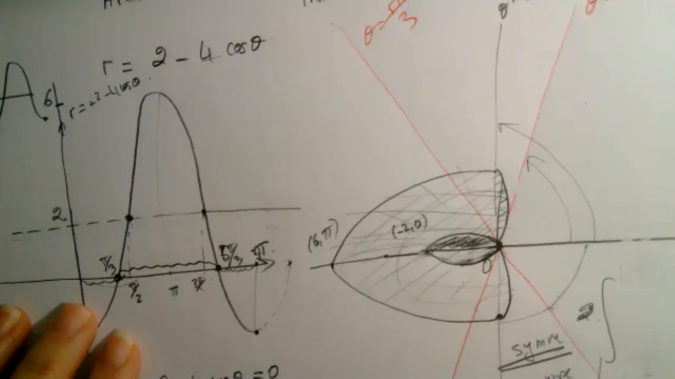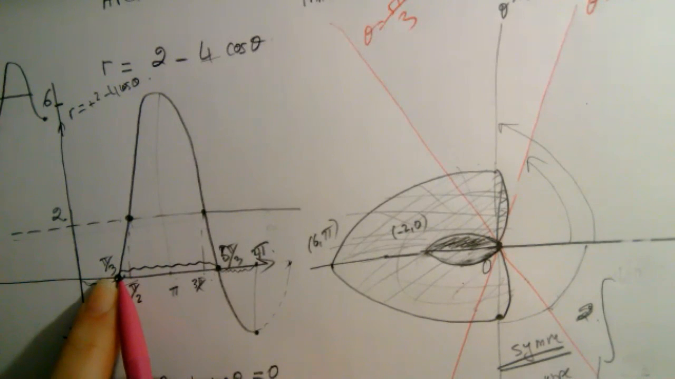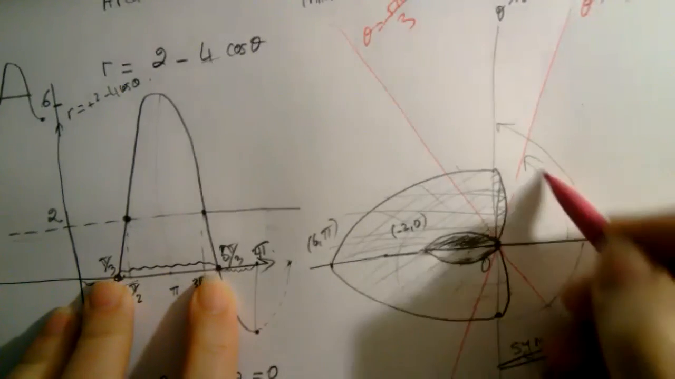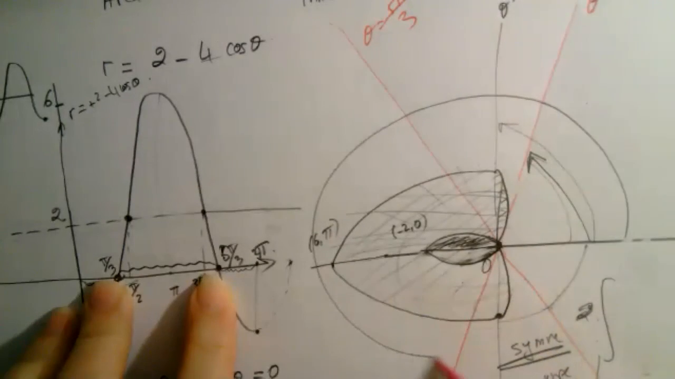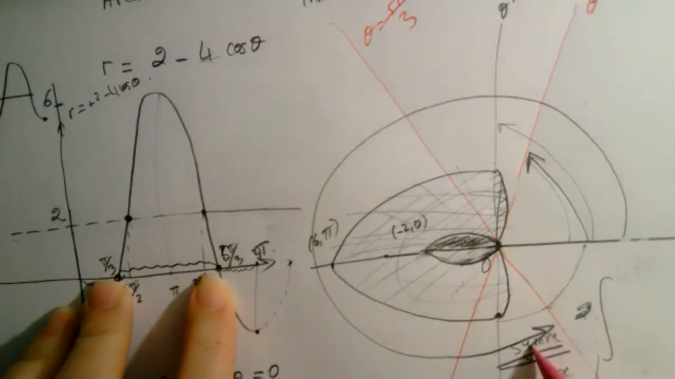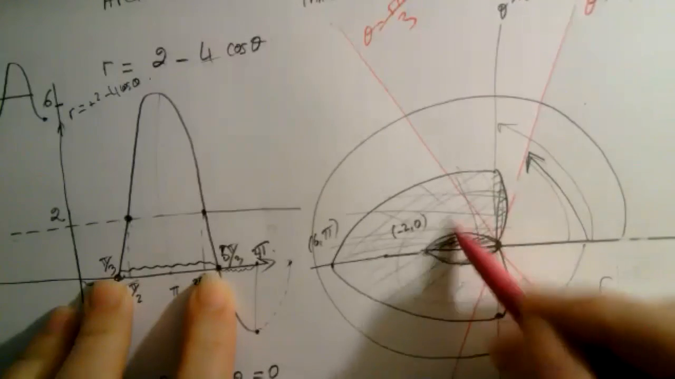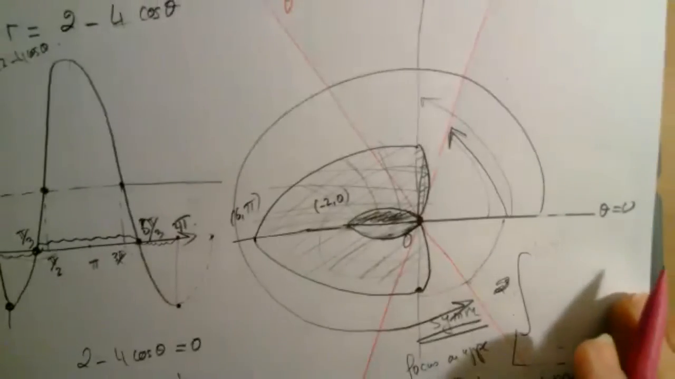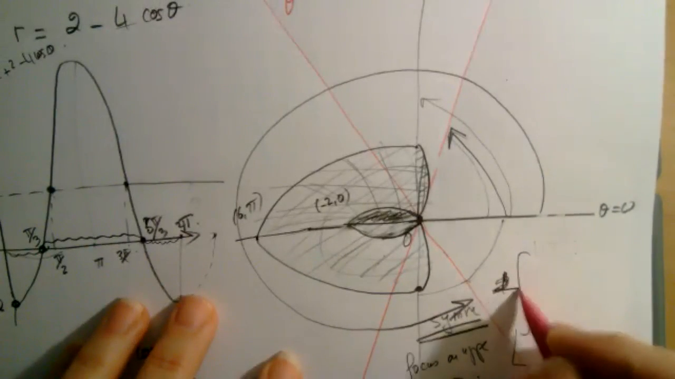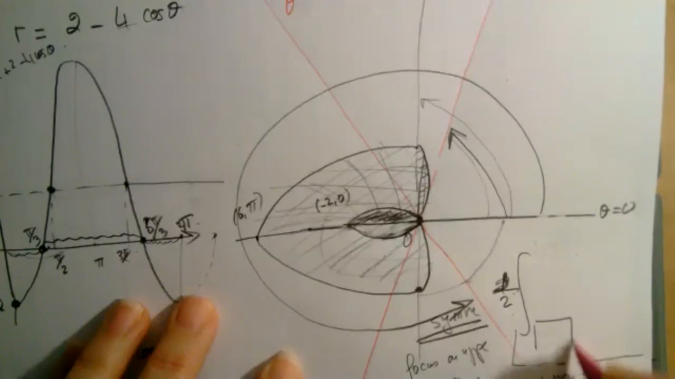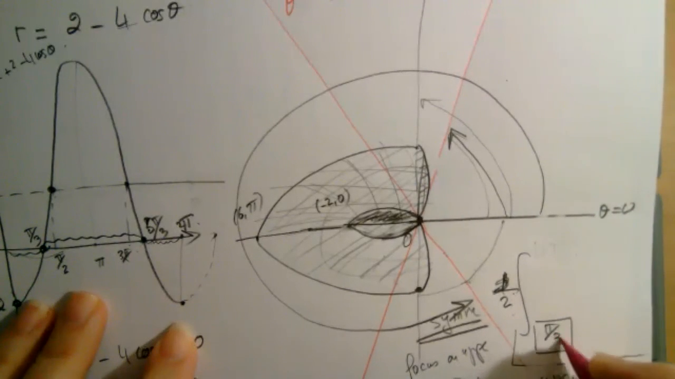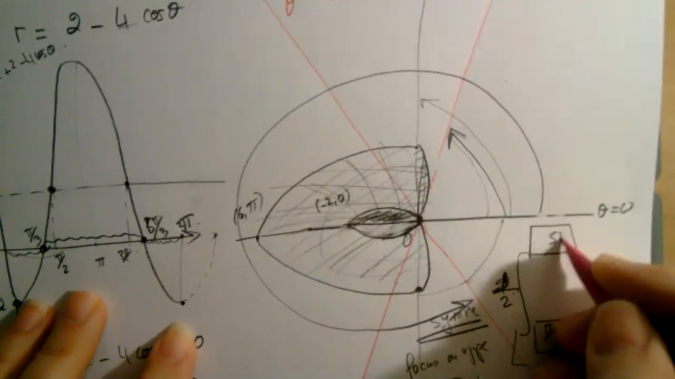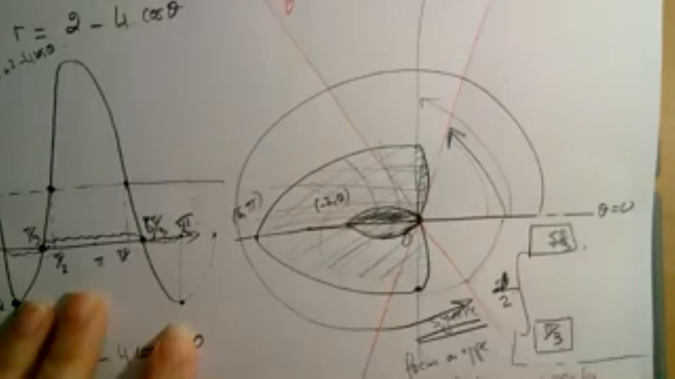That's what it varies. So when I went from pi over 3 all the way to 5 pi over 3, it means when theta went from this all the way to here, that's how I picked up the large loop. So to find the area of the large loop is going to be a half, and right here has to be pi over 3, and right here has to be 5 pi over 3.